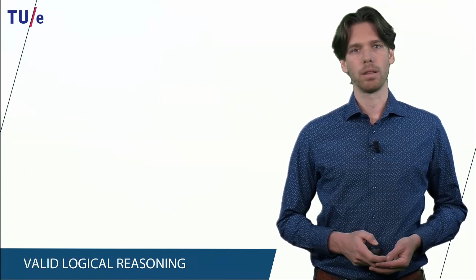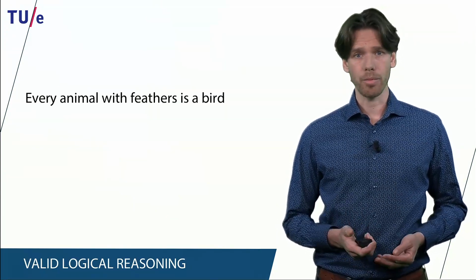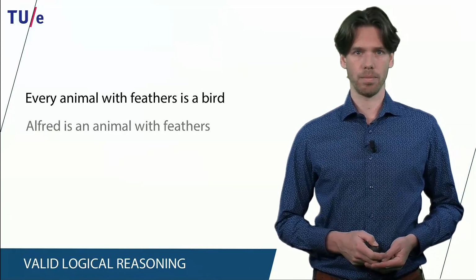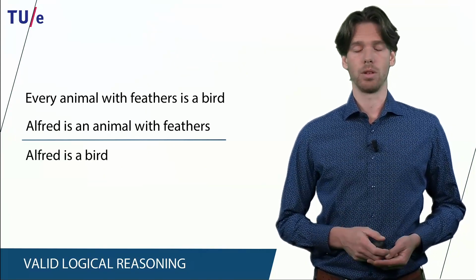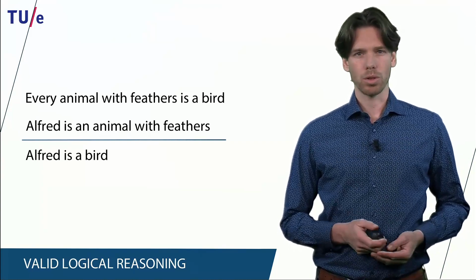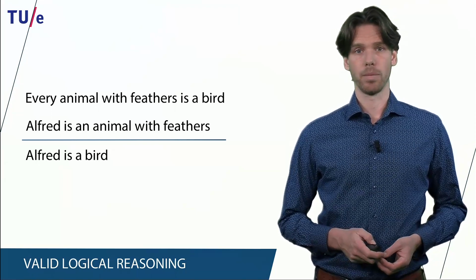Now let's have a look at the following refined argument. Every animal with feathers is a bird. Alfred is an animal with feathers, so Alfred is a bird. Now also this reasoning seems to be correct from a logical perspective.